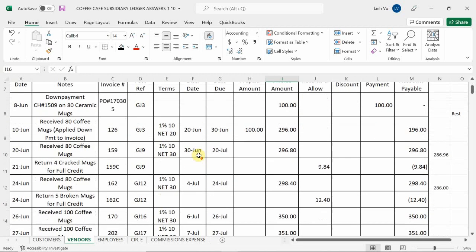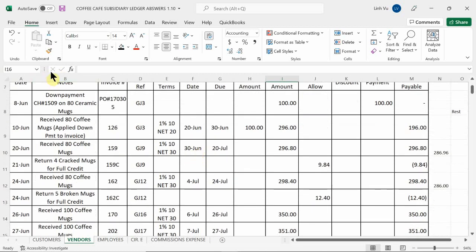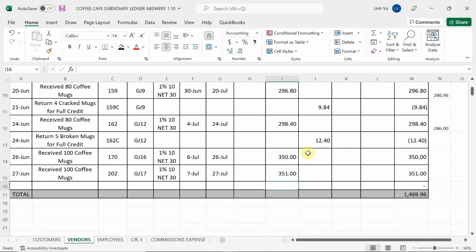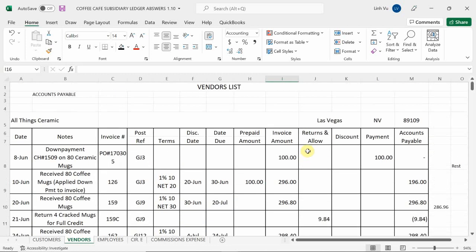So in grand total, right now, out of all the bills that we have, so we purchased a lot from Atlas Coffee. We purchased about 5 batches of inventory, right? So we owe a grand total of $1,469.96. Okay, let's take a look at my bills.